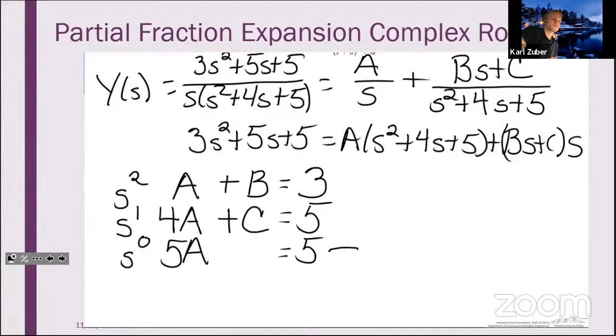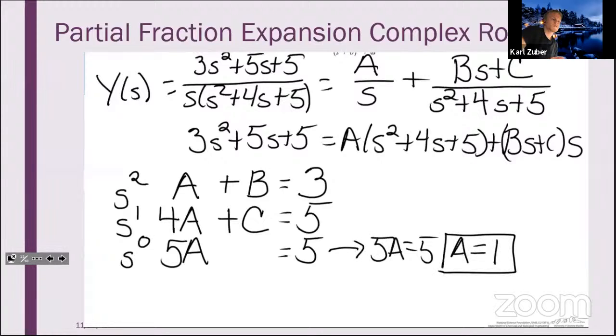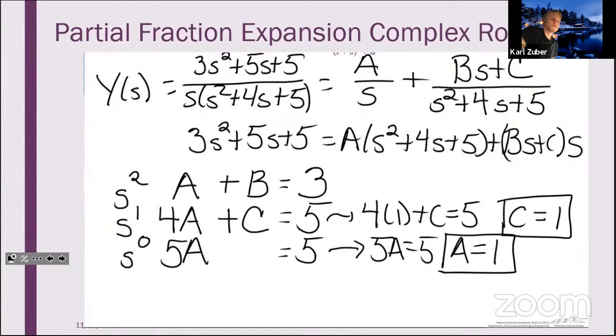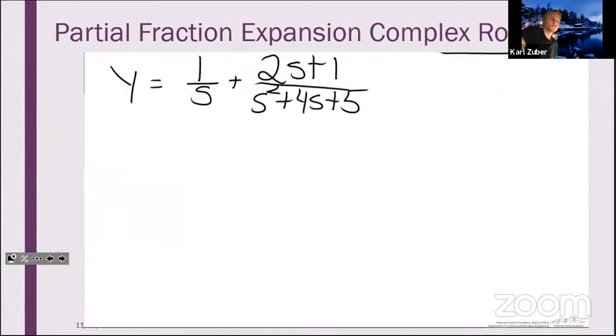First, we'll start with the s to the 0th equation to find a. a equals 1. We can then substitute in a equals 1 to the s to the first term, and that will show that c also equals 1. And the s squared equation will allow us to solve for b. b equals 2. Now that we have solved for all of these constants, we can substitute them back into the equation shown above. When that substitution is done, the equation is the one shown here.